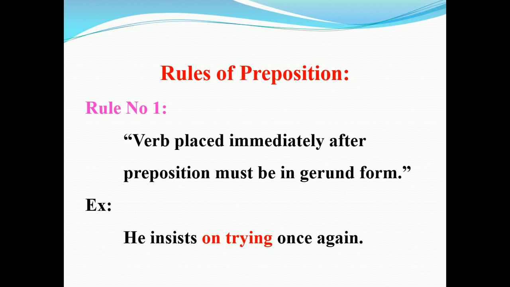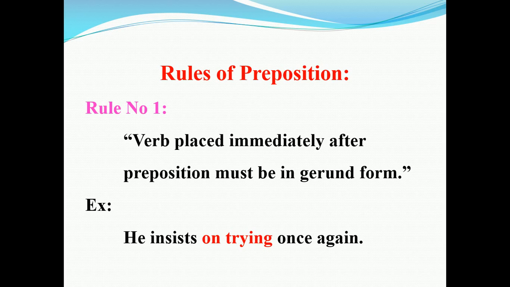Here you can see, on trying. What does the rule say? Verb placed immediately after preposition. What is the preposition here? On. And what is the verb here? Try. Try, tried, tried. So on is the preposition here, and the verb is trying. In other words, trying is the verb here.